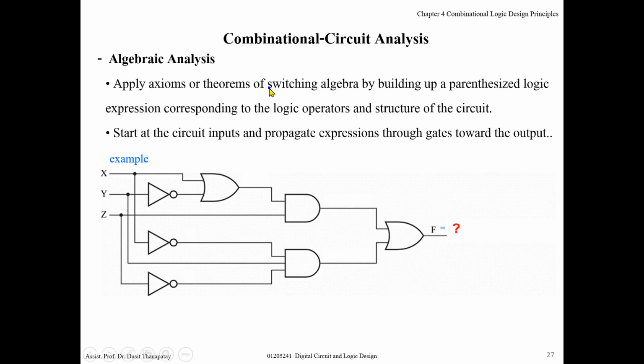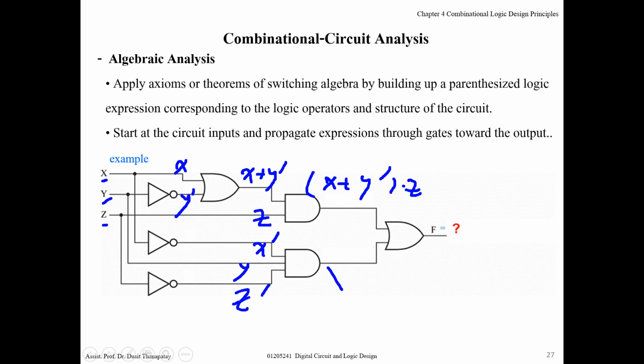Namely, you consider the result by keeping the variable names. For example, x is here, y prime is here, then the result of this OR function is x plus y prime, and this is z, right? So the AND together is x plus y prime and z. And this one is x prime, y, z prime, right?